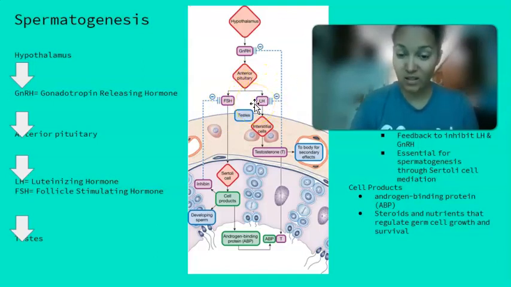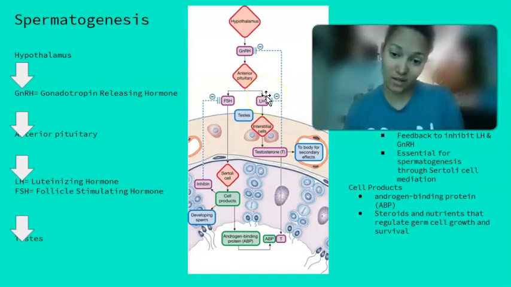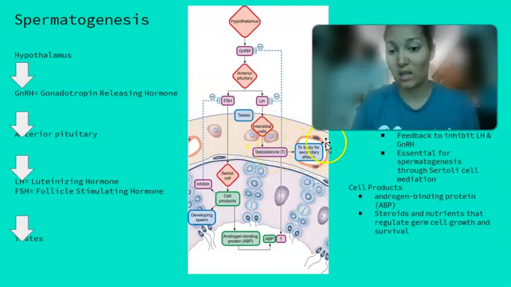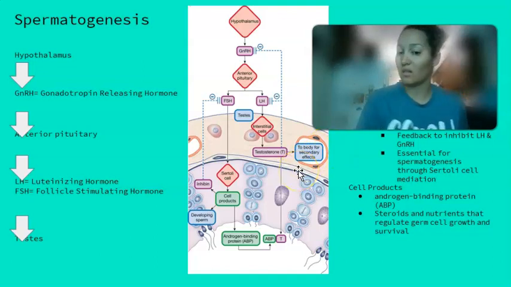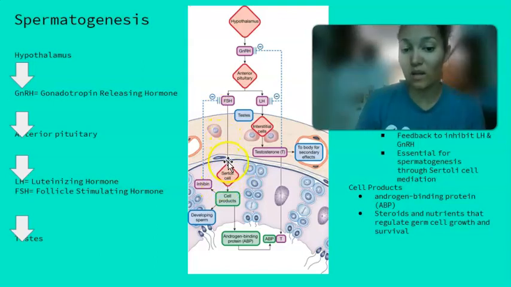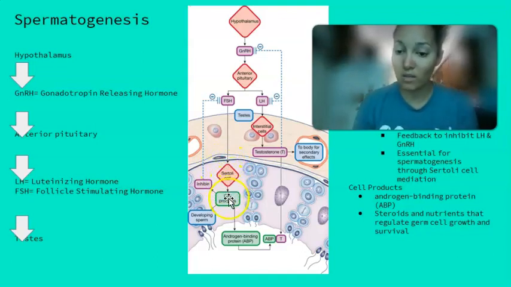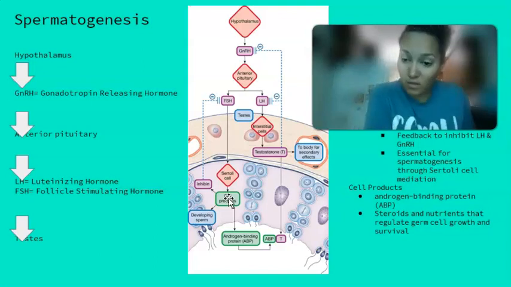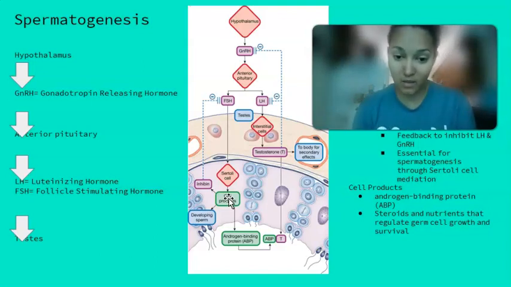From there, on the one hand, here on the right, you see the luteinizing hormone is going to stimulate the interstitial cells, which then stimulate testosterone, and that's going to go to the body for the secondary sex organs or different effects. Your follicle stimulating hormone is really important when we're talking about spermatogenesis. It's needed to stimulate those Sertoli cells, which is where a lot of that development is going on. And then we have our cell products, the androgen binding proteins, and the steroid nutrients that are needed for the sperm to grow and develop and survive.